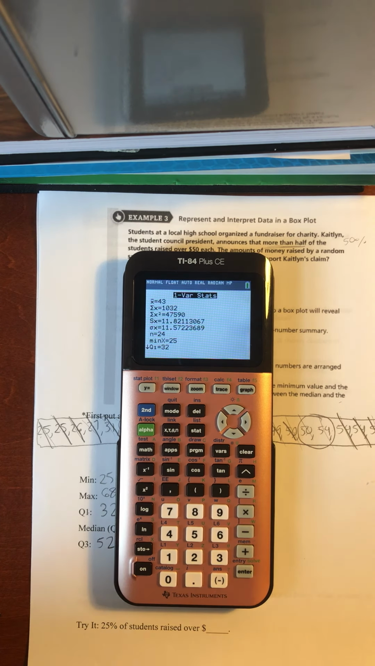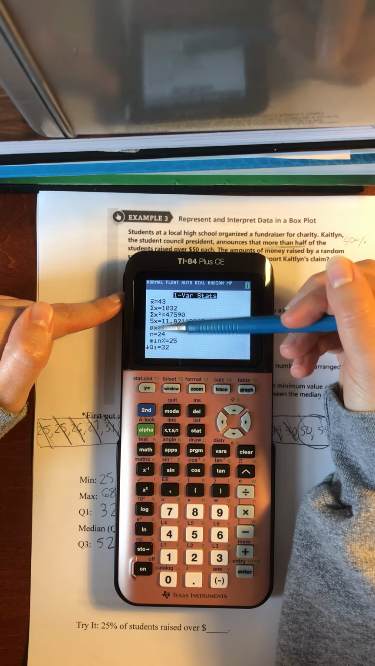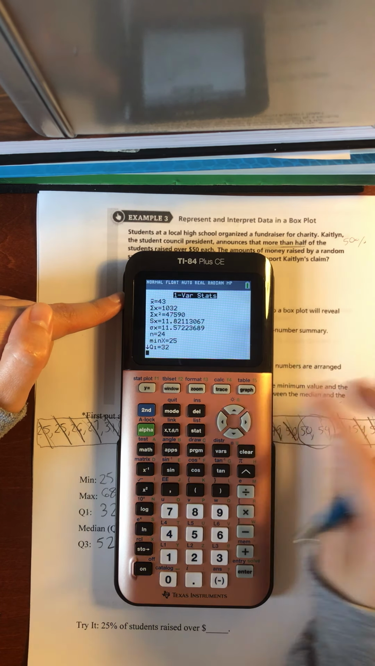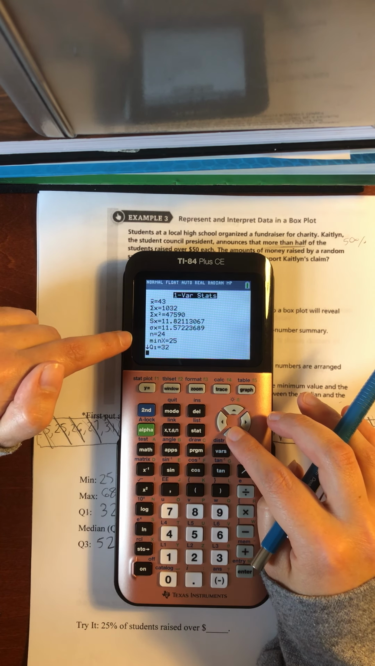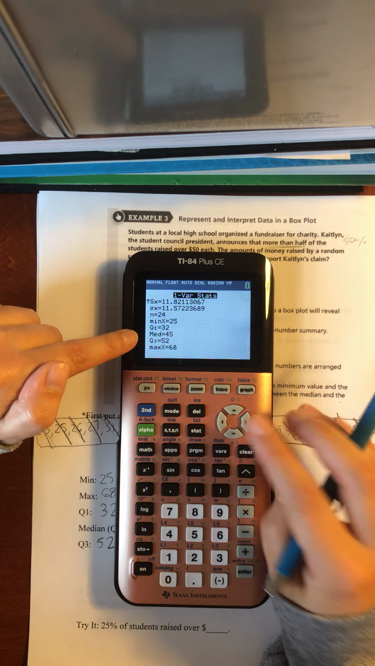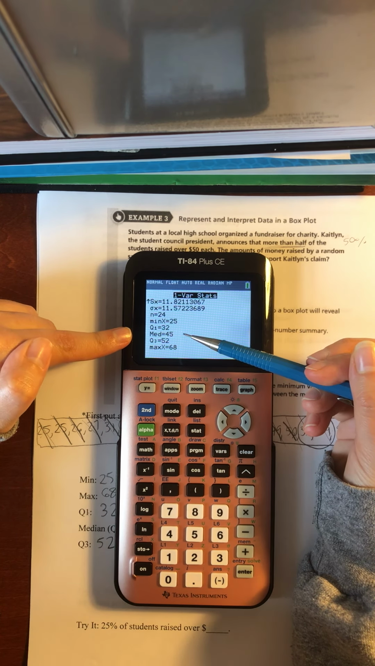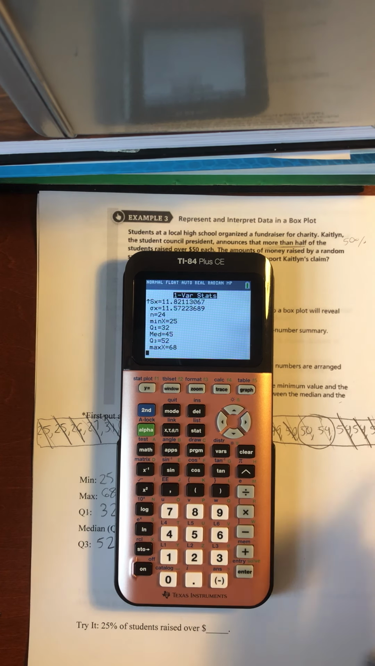And it gives you all the information you need to know. So X bar, that's your mean. This stuff we're going to learn about in a few more sections. This is standard deviation, variance. N equals 24, that means there's 24 values. Your min is 25, your Q1 is 32, your median is 45, your Q3 is 52, and your max is 68. So it gives you everything you need to know.